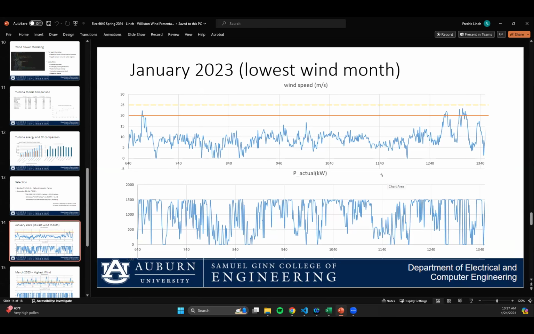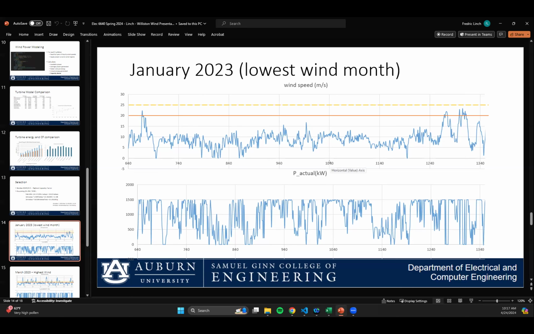So just other findings, and all of these graphs coming up are for the GE 1500 kilowatt turbine. This is the smallest turbine that we studied, but every turbine had pretty much an identical shaped power curve. Just some of them went further to the right since they had higher cutout speeds.